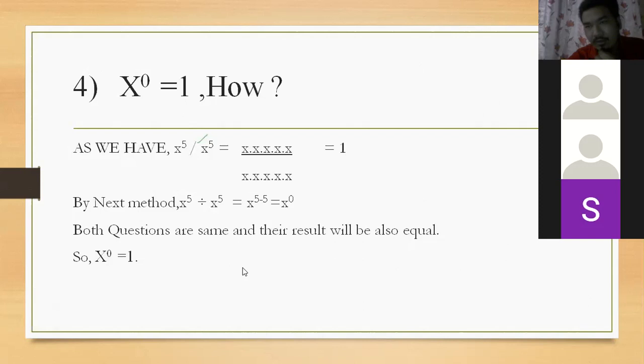Okay, Saika, you have understood. Very good. You have become clear how the value of x to the power 0 comes 1. Sigma, are you clear? Yes, sir. Okay, good.